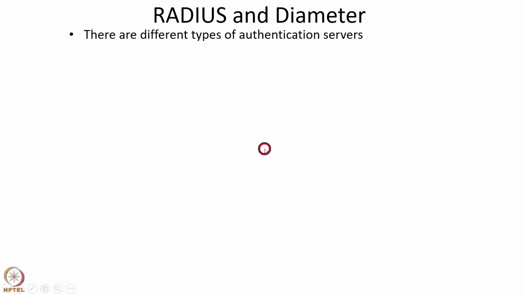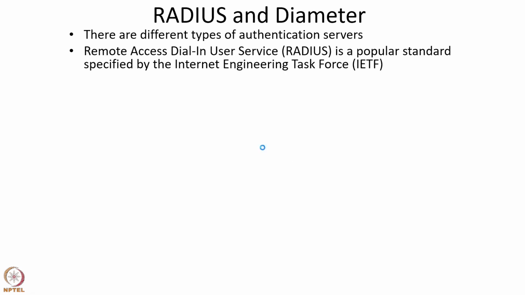We discussed that an authentication server is used as part of 802.11i. One example of an authentication server is Radius, and Diameter is an improvement upon Radius. So there are different types of authentication servers. Radius, which stands for Remote Access Dial-in User Service, is a popular standard specified by the IETF, or Internet Engineering Task Force. The IETF is a standards organization which has standardized many of the protocols that are part of the TCP/IP protocol stack. So Radius is a popular standard specified by the IETF.